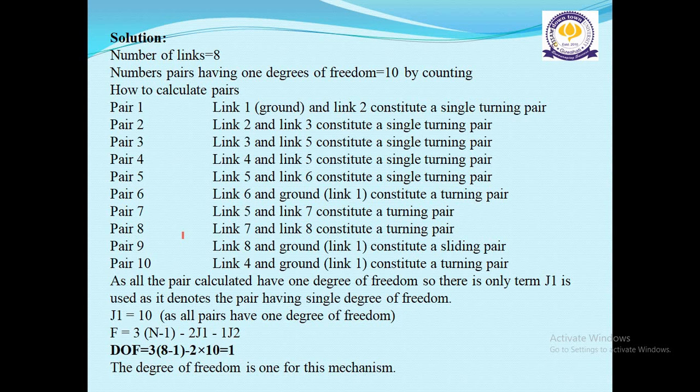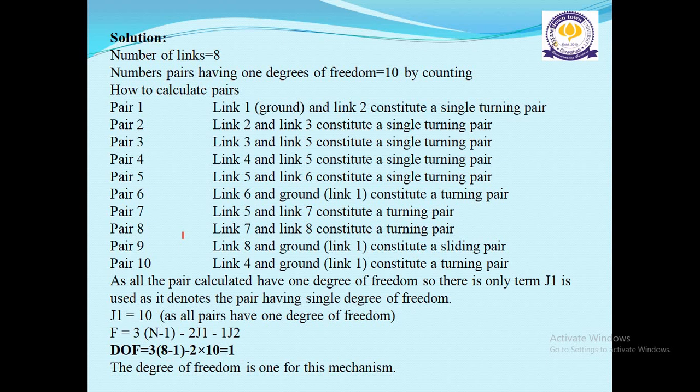Pair 6, link 6 and ground, that is link 1, constitute a turning pair. Pair 7, link 5 and link 7 constitute a turning pair. Pair 8, link 7 and link 8 constitute a turning pair. Pair 9, link 8 and ground link 1 constitute a sliding pair. And pair 10, link 4 and ground, that is link 1, constitute a turning pair.